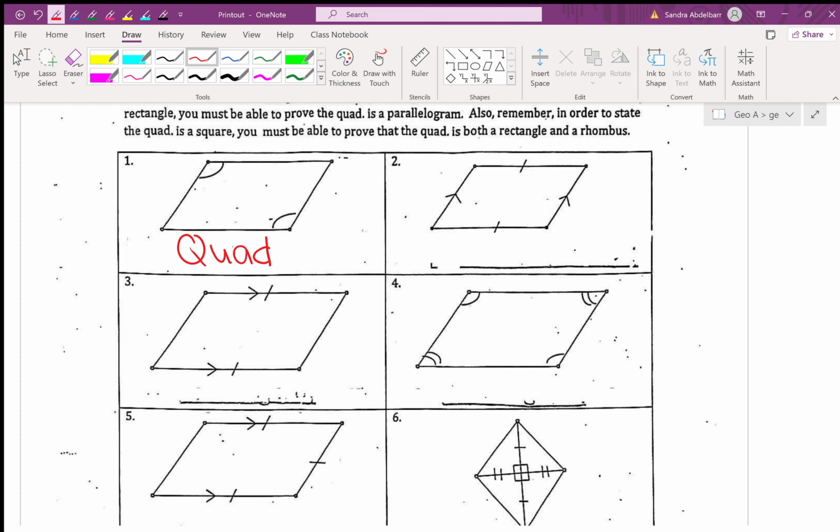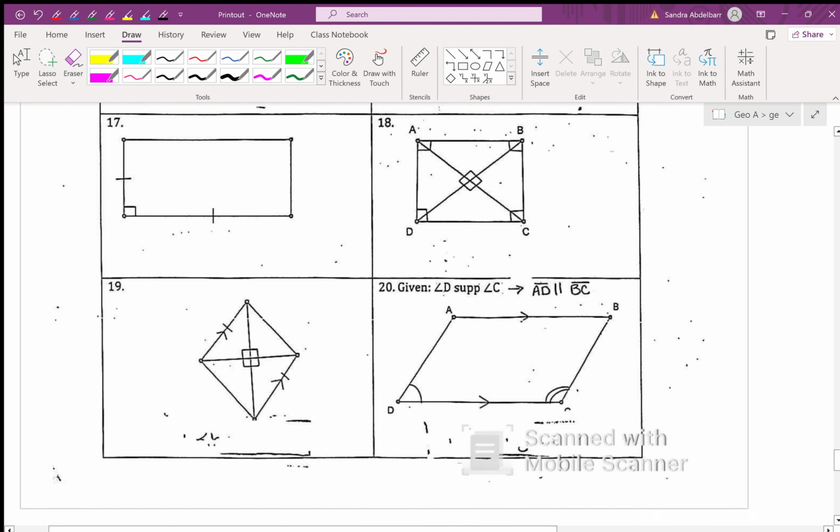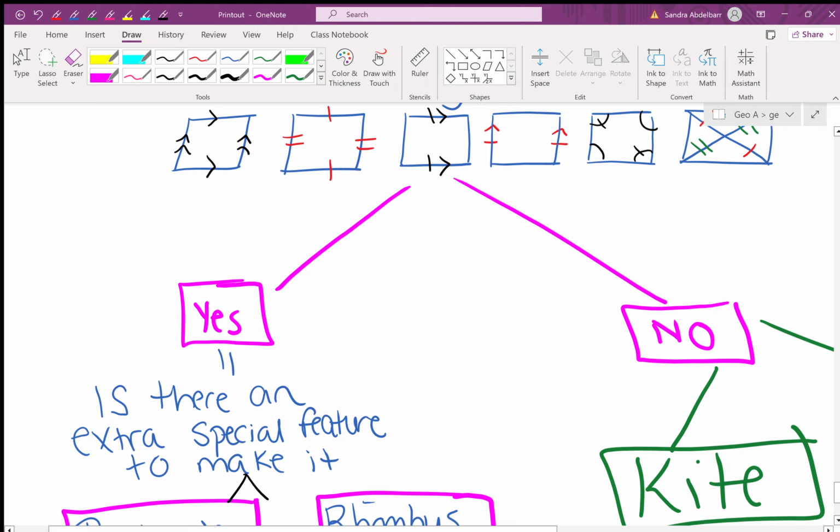Okay, let's look at number 2. Is this a parallelogram? How many people say yes, it is a parallelogram? How many people say no, it is not a parallelogram? Excellent. This is absolutely not a parallelogram because right now it has one pair of opposite sides congruent, but a different pair of opposite sides parallel. In order for it to be a parallelogram, the same sides that are congruent would have to be parallel. So when we ask ourselves, is it a parallelogram, we're going to the no column.